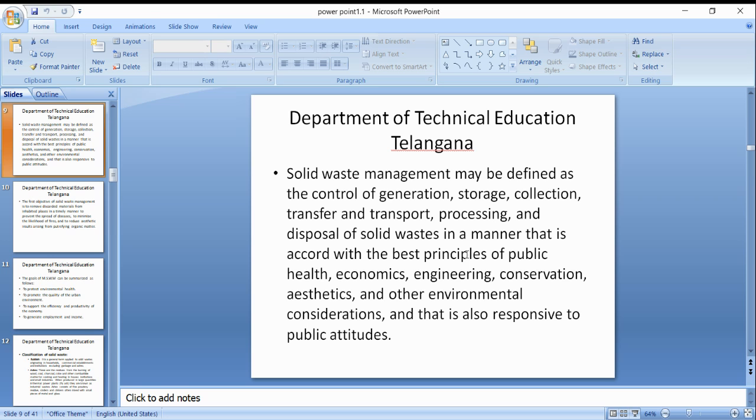In solid waste management, the municipalities look after the storage, collection, transport and the processing also. The best principles of public health departments, economics, engineers, conservation and other environmental considerations will look after this.